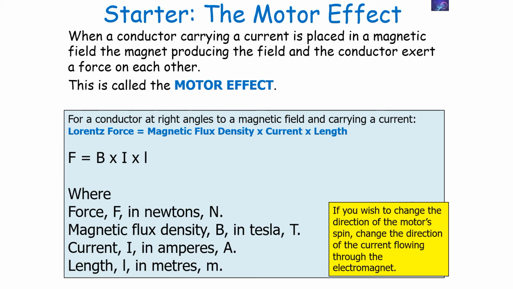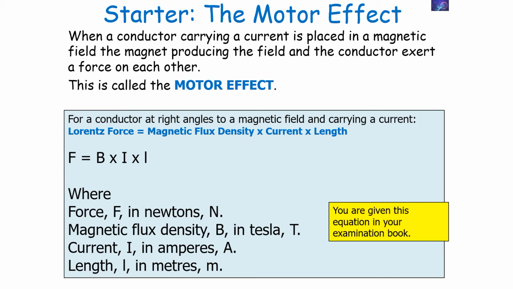Now, if you wish to change the direction in which the motor spins, you change the direction of the current flowing through the electromagnet, or you can change the direction of the magnetic field of the permanent magnet. Either one would change the direction of the forces experienced by the conductor. Now, you are given this equation of F equals BIL in your examination book. You are not expected to memorize this equation, only use it.